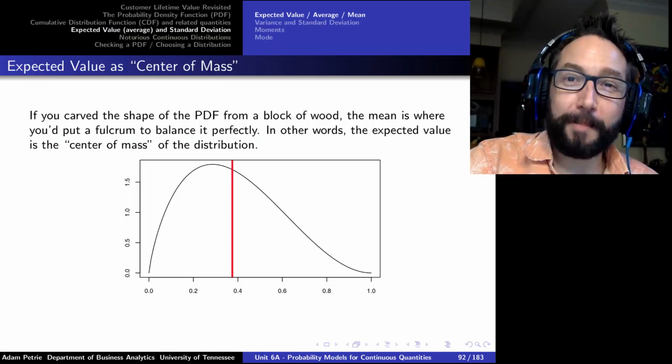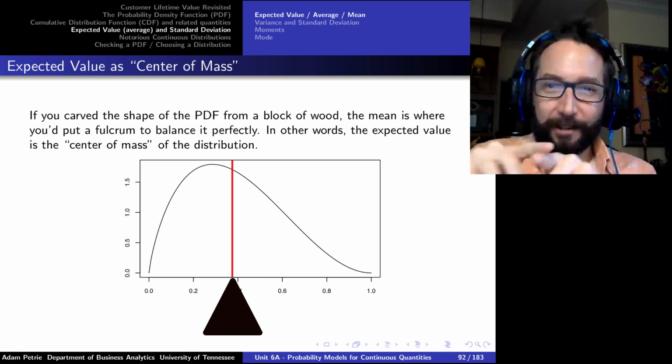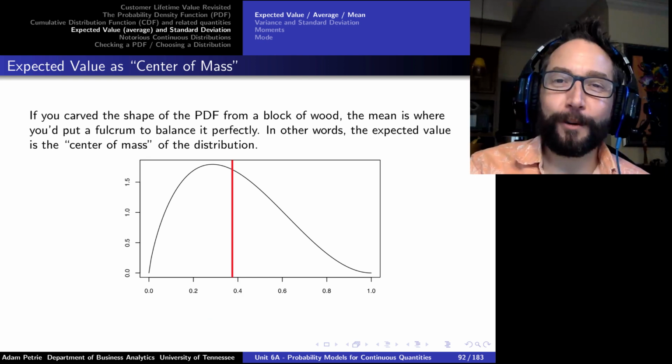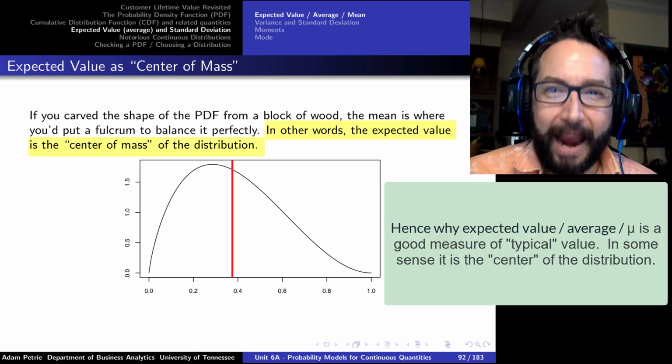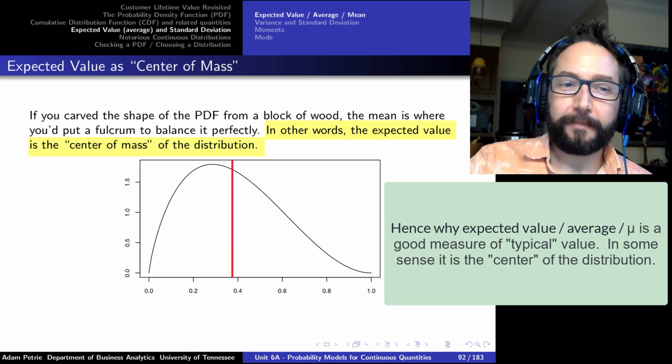In general, the expected value of a probability distribution is just where it would balance if we placed it, say, on a fulcrum. So we can think of the expected value of the function, mu, as something like the center of mass of the distribution, a good way to summarize a typical value.